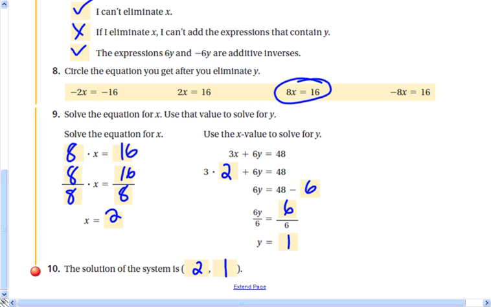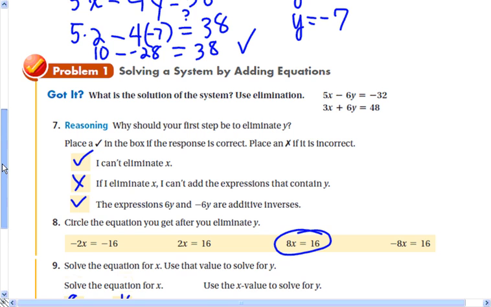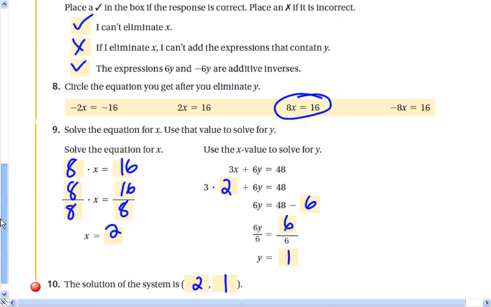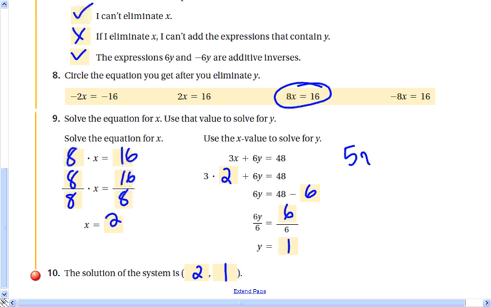And you really should check that solution in the other equation to make sure that it works. And the other equation is 5x minus 6y equals -32. And our solution is 2 for x. So 5 times 2 and 1 for y.